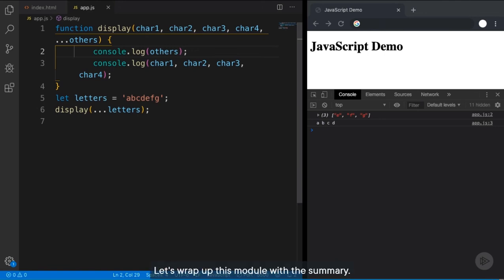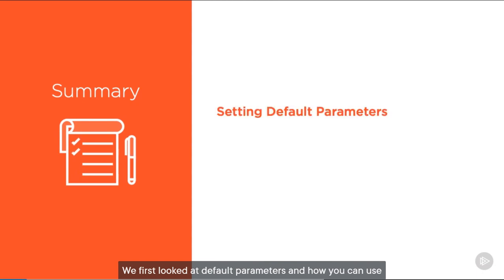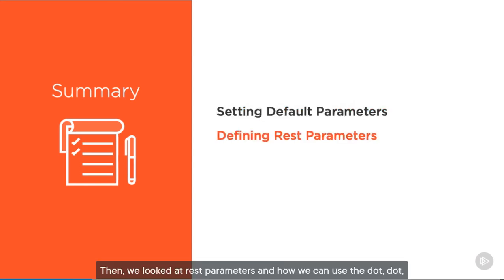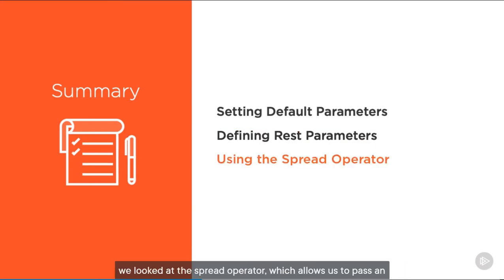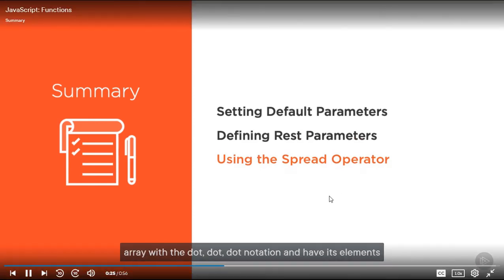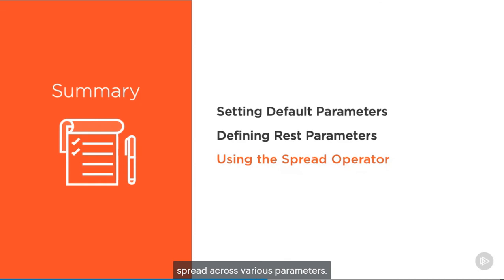Let's wrap up this module with a summary. We first looked at default parameters and how you can use the equal to sign to assign a default value to a parameter when defining a function. Then we looked at REST parameters and how we can use the ... notation with a parameter in a function definition such that we can store a list of arguments as an array. Finally, we looked at the spread operator, which allows us to pass an array with the ... notation and have its elements spread across various parameters.